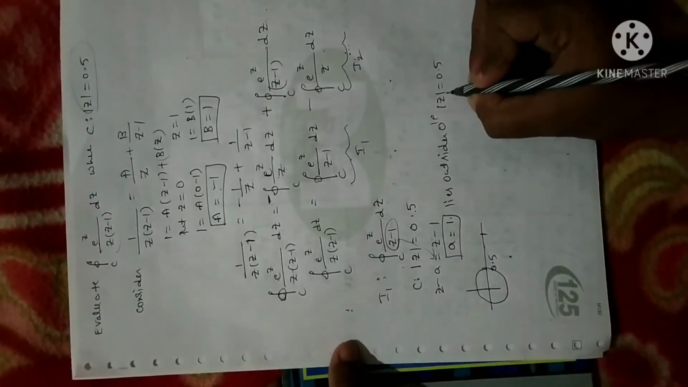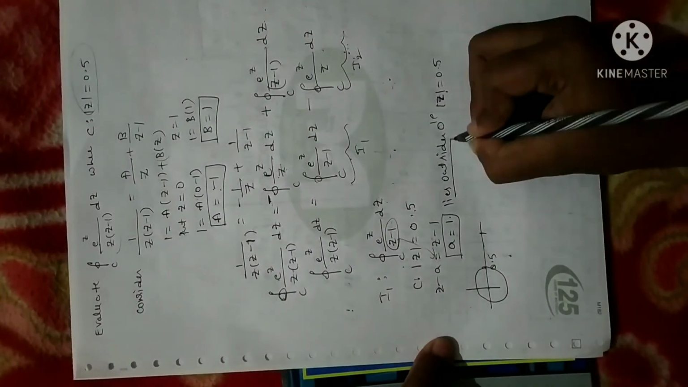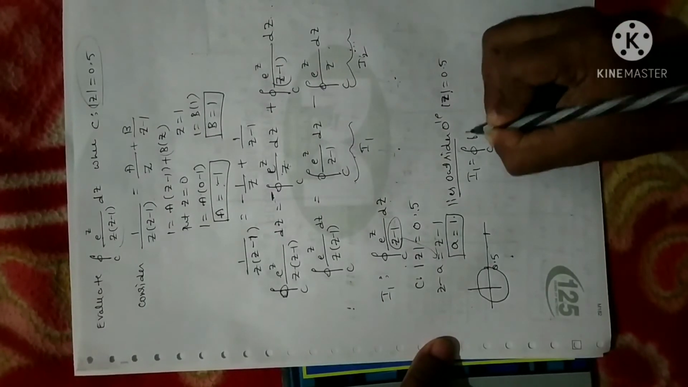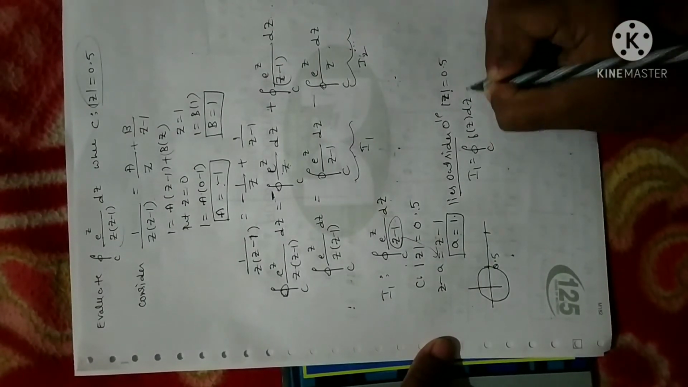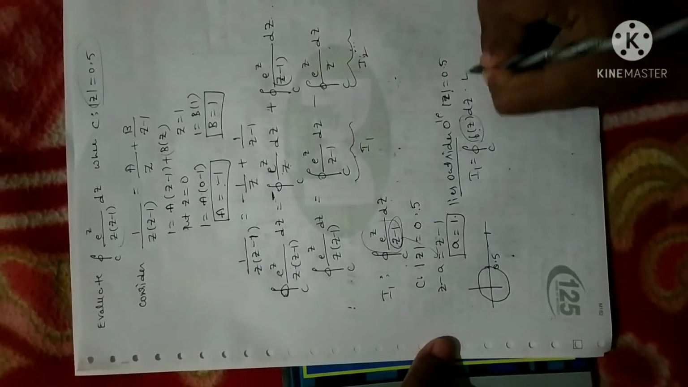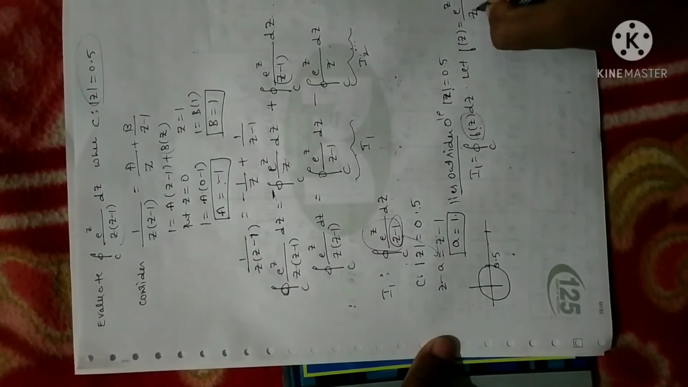So as per Cauchy's theorem, when we have a point that lies outside, we can directly apply Cauchy's theorem. So Cauchy's theorem says that the integral of f of z into dz is equal to 0. But we have to consider f of z as the given function. So let me take f of z is equal to e power of z divided by z minus 1.